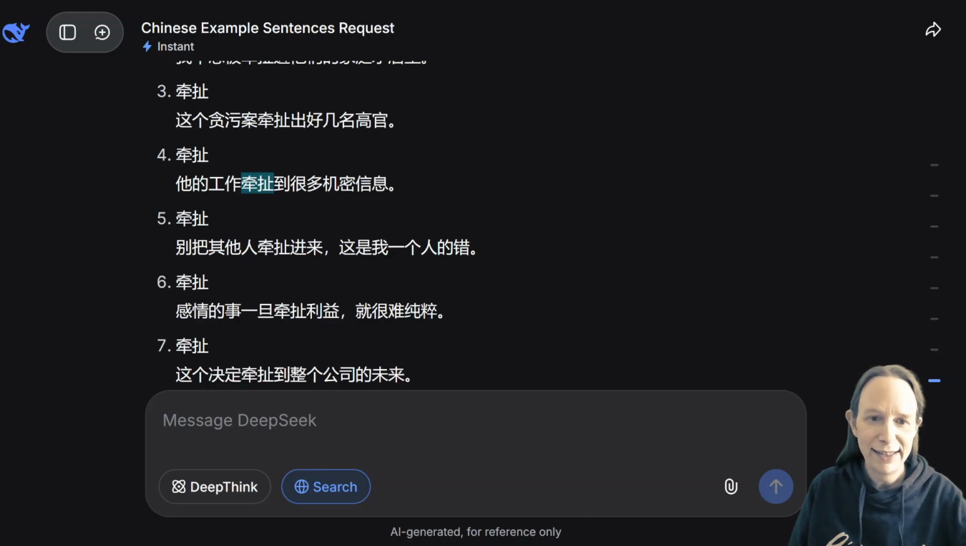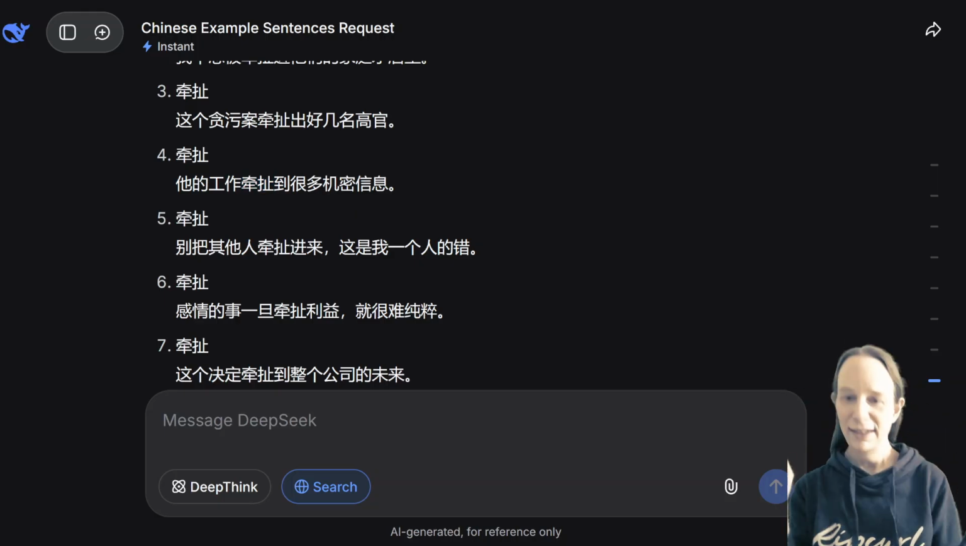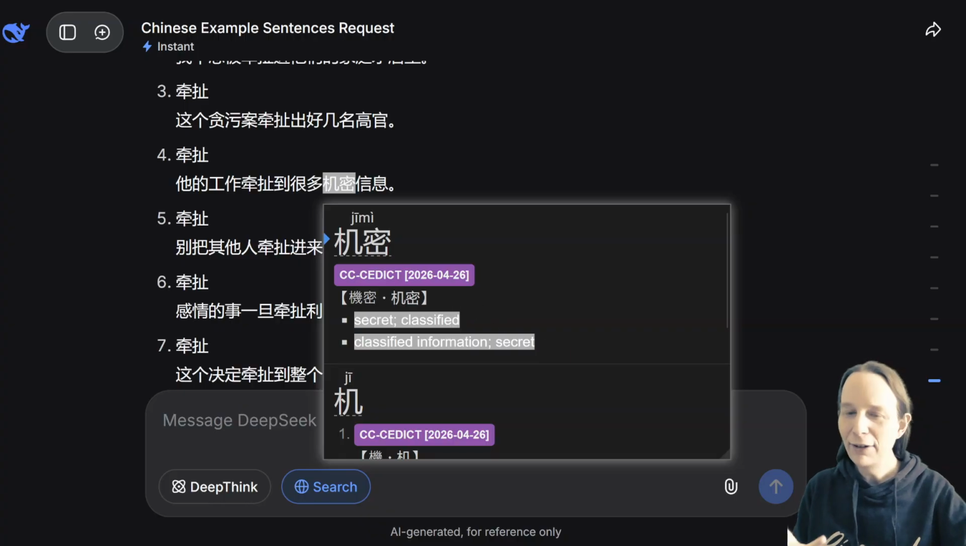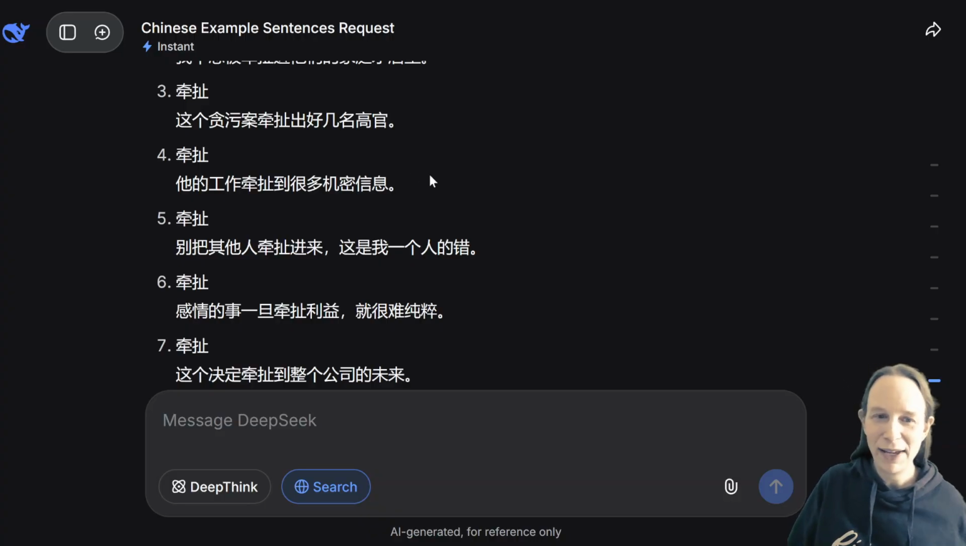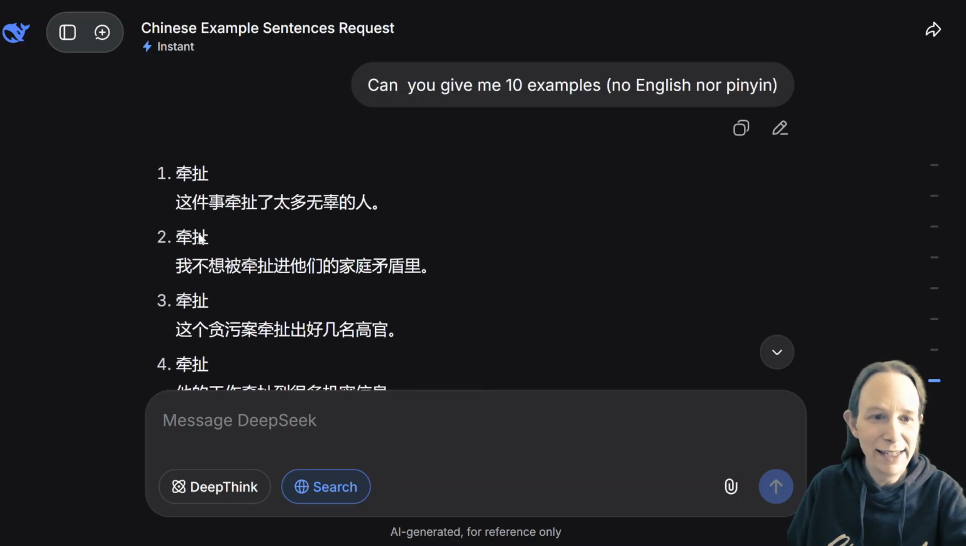Okay, 这个他的工作牵扯到很多机密信息, so it involves much. So it's secret information or private secret information. So like at a company, you have 机密, like corporate secrets and so on. Secrets, but yeah, not in the sense of 秘密, I don't want to tell you. It's in stuff like your company secrets that if you tell your competitor, you will lose money, I guess. 牵扯. Why did you write 牵扯 every time?